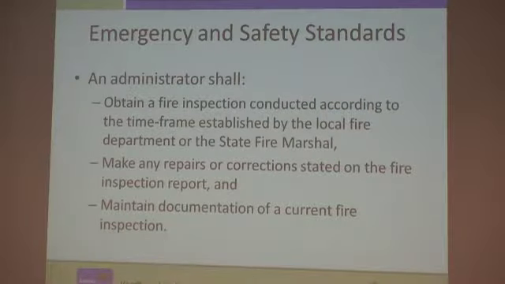We will also ask that you maintain that copy, even if you provide us the second, for a second year, because they just came in the first, and next time we're in, we still will ask for it, all right? But you just have to be in compliance with whatever your local requirement is. Make any repairs or corrections stated on the fire inspection and maintain the documentation of the most current. We kind of talked about that.